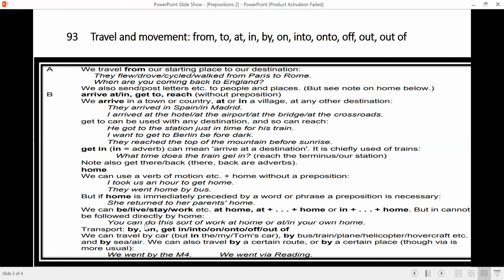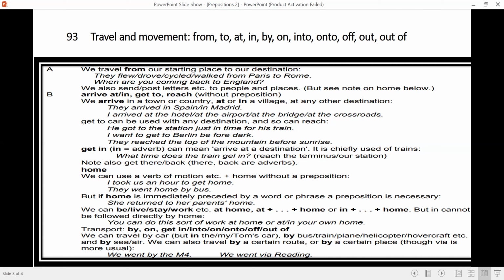Transport, prepositions used for transport: by, on, get in, on, into, on, onto, off, out of, etc. We can travel by car. I like to use by before car, etc. Bus, train, plane, helicopter, etc.